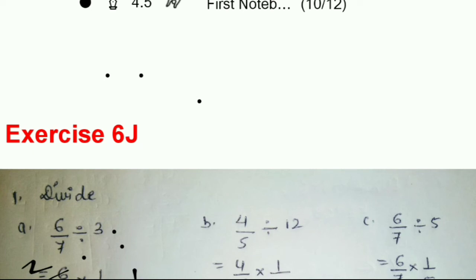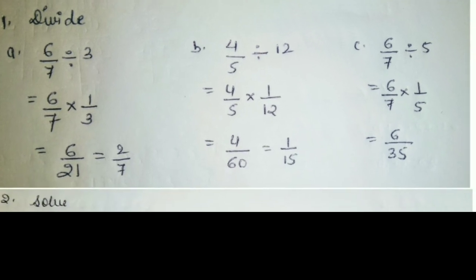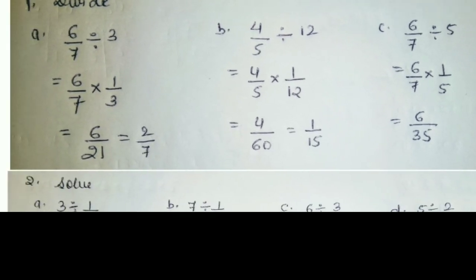After that we start exercise 6J. In this one, divide. How to do divide? See, 6 upon 7 divided by 3. So this divide sign will convert into multiplication. This number will be reciprocal. It means whatever number comes after that, only that number's reciprocal is taken. So this 3 written in the numerator will come in the denominator. So 6 ones are 6 and 7 threes are 21. So we can cancel also this one. 3 ones are 3, 3 sevens are 21. So 2 ones are 2 and 7 ones are 7.